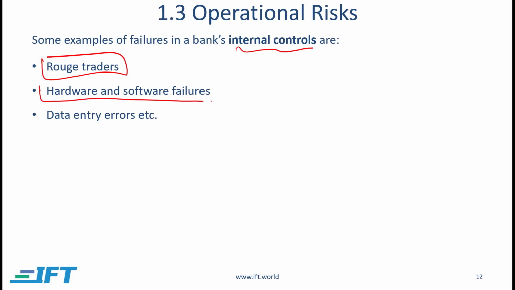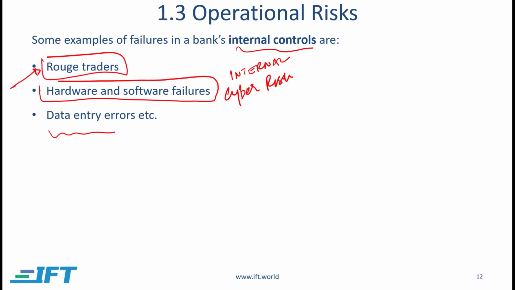You could also have some IT oriented failures, so kind of cyber risk, but this is an internal cyber risk. There is also an external cyber risk that we will talk about. And again, another example is where you can have fat fingers, data entry errors, right? So this is all internal controls. If the intention is bad, then it is a rogue trader, or if the intention is not bad, it's just a mistake, then it could be a data entry error or maybe a hardware and software failure.